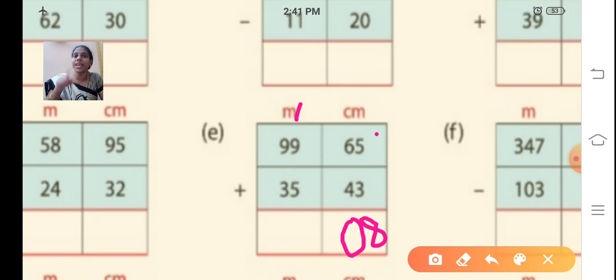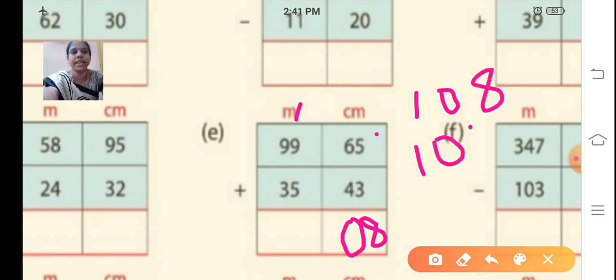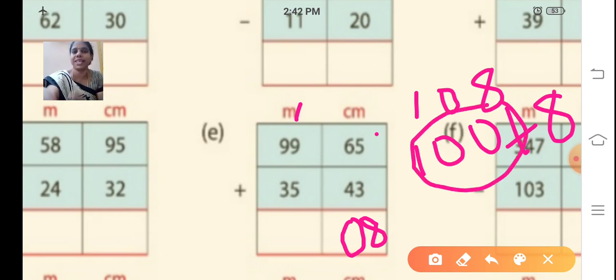100 centimeters makes 1 meter, isn't it? So that one you carry forward. What is the meaning? 108 means 100 plus 8. What is the meaning of 100 centimeters? 1 meter. This one I am carrying. I am moving on to the meters part. So write only 0. 6 plus 4 is 10. So 0 right here, and 1 will be carried over to the meters part.